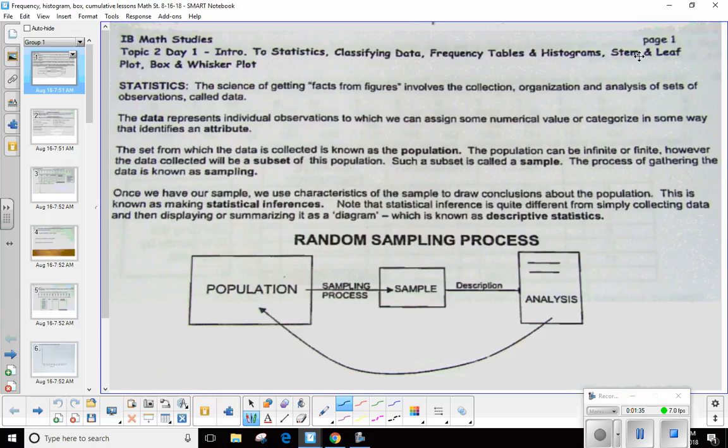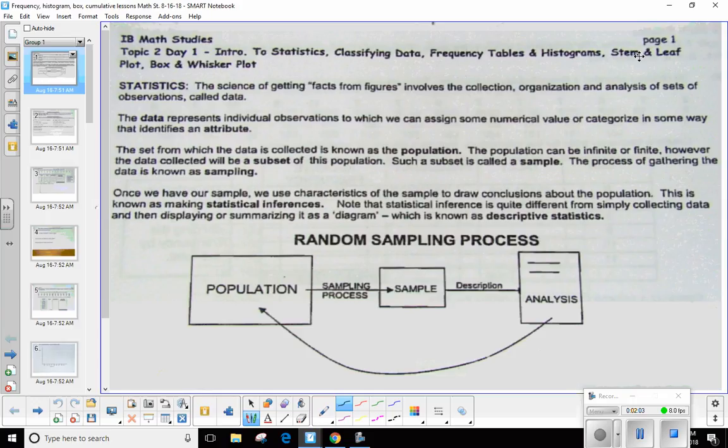Statistics. The science of getting facts from figures involves the collection, organization, and analysis of sets of observations called data. The data represents individual observations to which we can assign some numerical value or categorize in some way that identifies an attribute. The set from which the data is collected is known as the population. The population can be infinite or finite. However, the data collected will be a subset of this population. And we spoke to that as a group within a group.